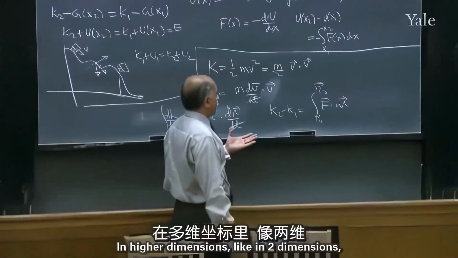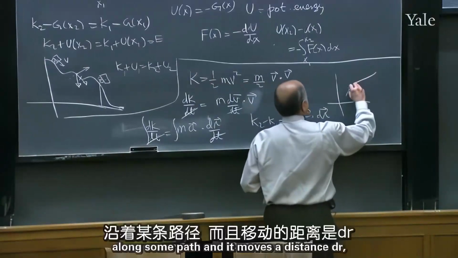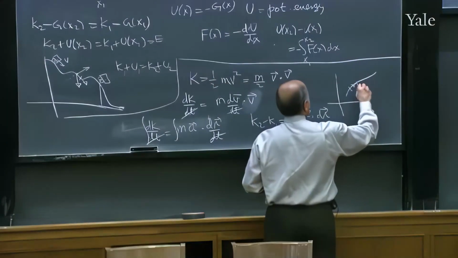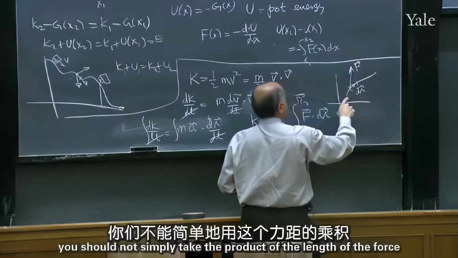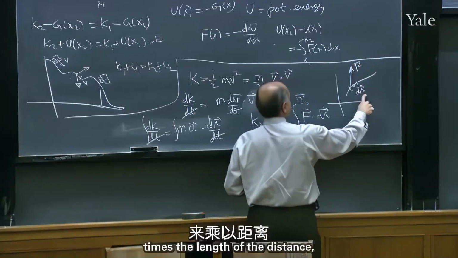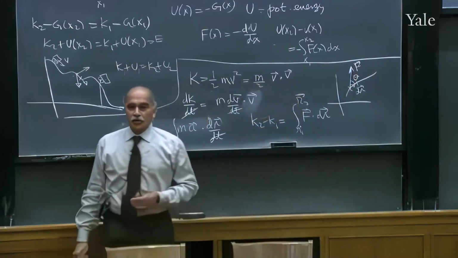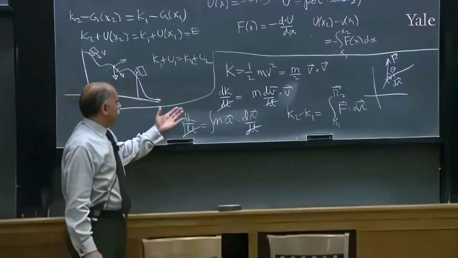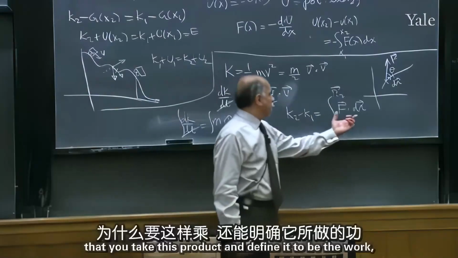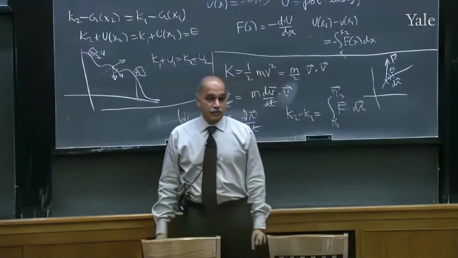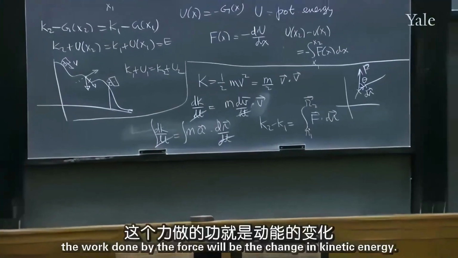In higher dimensions, like in 2 dimensions, if the particle is moving in the 2-dimensional plane along some path and it moves a distance dr, and at that point the force is in that direction, you should not simply take the product of the length of the force times the length of the distance, but that times the cosine of the angle. Why should you take that? Because that's what gives you the rate of change of kinetic energy. You just go to the kinetic energy, and it suggests to you that you take this product and define it to be the work. Because if you define it that way, just like in 1D, the work done by the force will be the change in kinetic energy.